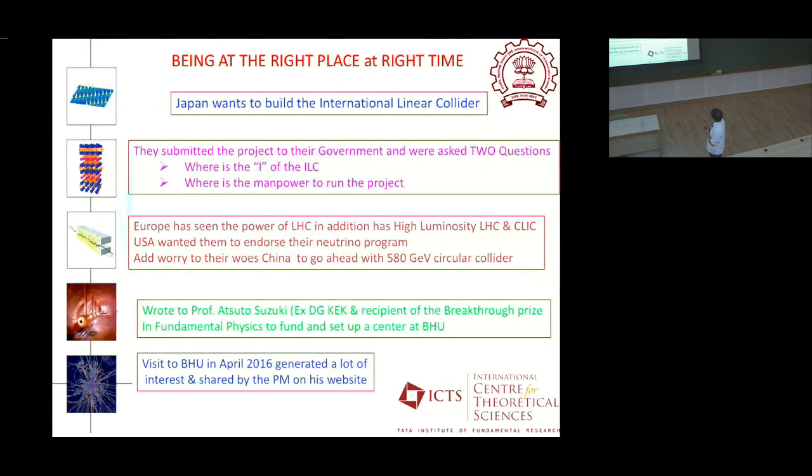We built contacts with the Japanese, and from these contacts I know that Japan wants to build the International Linear Collider very badly at their place. They submitted the comprehensive design report to their government, and the government in turn asked them 2 questions: where is the I of the ILC, meaning international, and where is the manpower to run the project? Europe has seen the power that the LHC has given them, everyone converges there, and they don't want to let that power go.